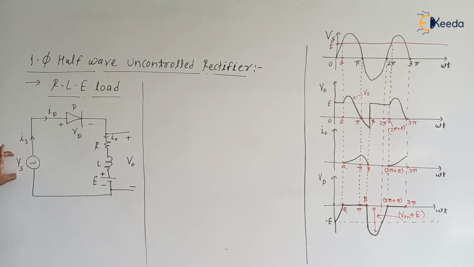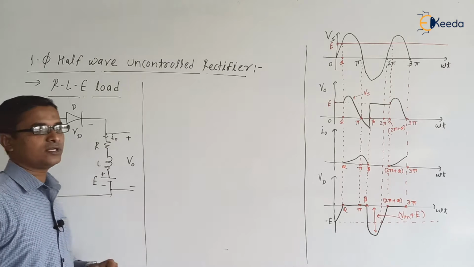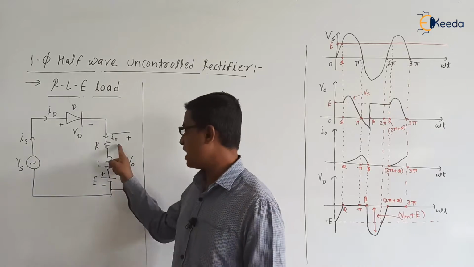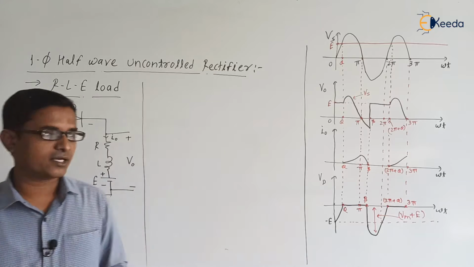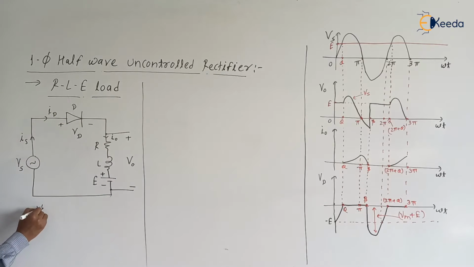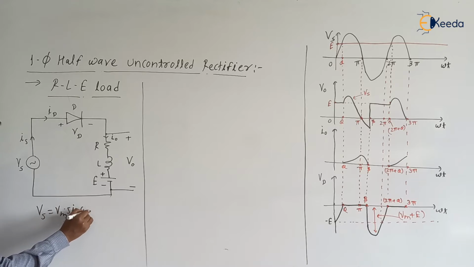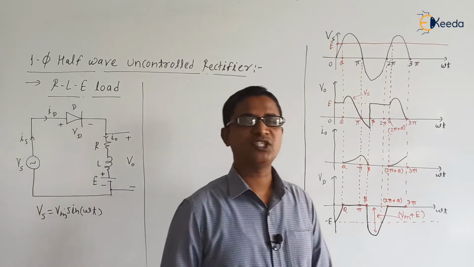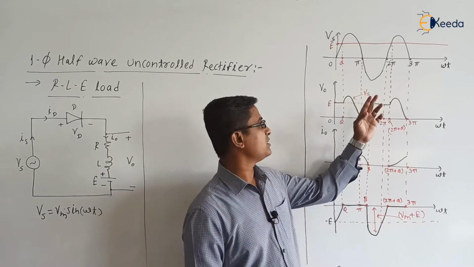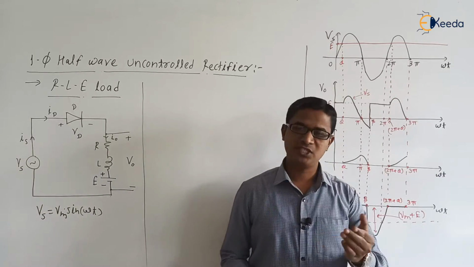Here we have the supply voltage Vs, the diode D, and the load is RLE. Vs is equal to Vm sine omega t. So for omega t equal to 0 to pi, Vs is positive, pi to 2 pi, Vs is negative, 2 pi to 3 pi, Vs is positive.